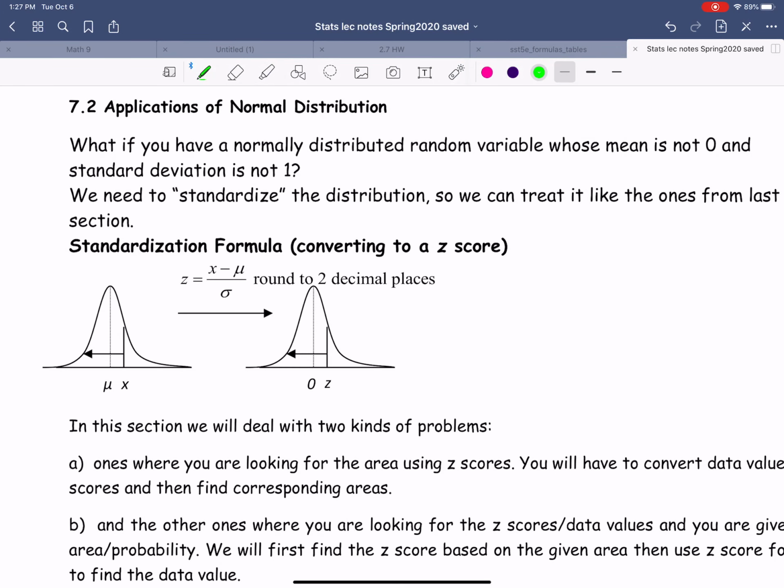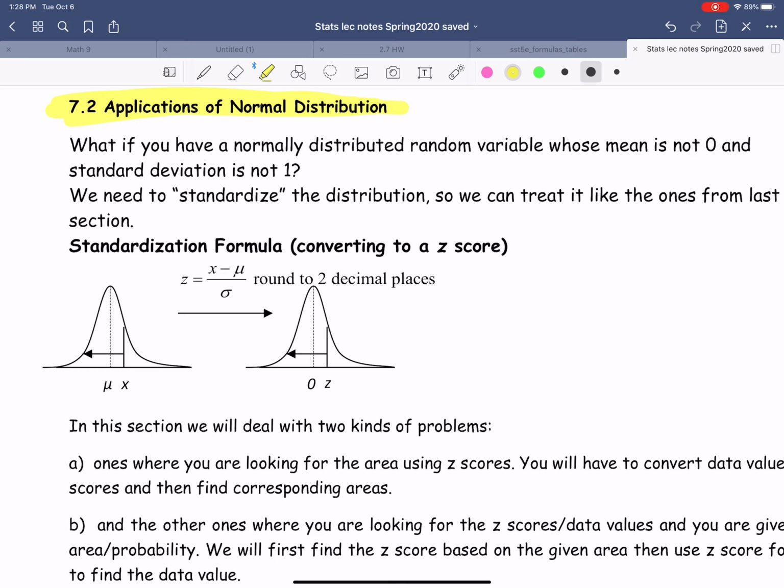In this video, we will discuss applications of normal distribution. In the last section, we looked at standard normal distribution. The main difference between a standard normal distribution and a normal distribution is that in a normal distribution, the mean doesn't have to be 0 and the standard deviation doesn't have to be 1. But in a standard normal distribution, the mean is 0 and the standard deviation is 1.